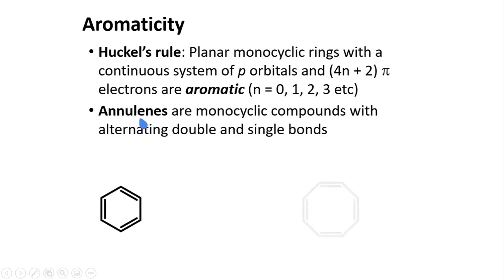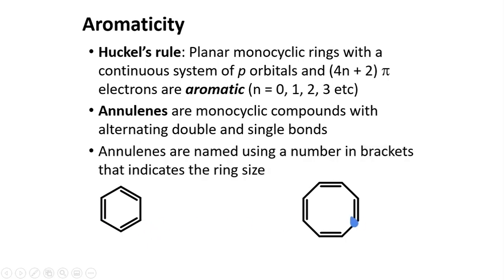Which brings us to annulenes. Annulenes are monocyclic compounds with alternating double and single bonds. Benzene is an annulene and also this compound. Annulenes are named using a number in brackets that indicates the ring size. Thus, for benzene, which contains 6 carbons, the name [6]annulene applies. It also means that this compound here, with 8 carbons with alternating double and single bonds, is best named as [8]annulene.